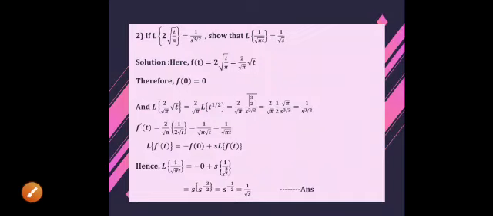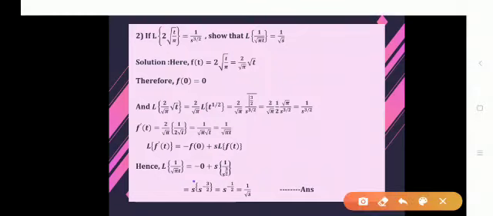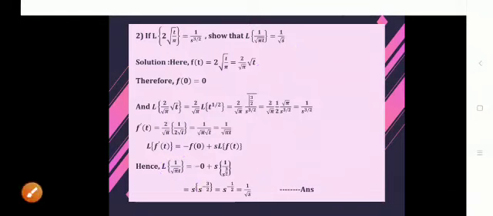s minus 0, no need to write, s into 1 upon s raised to 3 by 2 means s raised to minus 3 by 2. Now by laws of indices, here s means s raised to 1. So 1 minus 3 by 2, that is minus 1 by 2. So s raised to minus 1 by 2 means 1 upon root s is the answer. And here we are asked to show whether the Laplace transform of this 1 upon root pi t is 1 upon root s or not. And we have obtained the same result. Hence, we have proved the result.